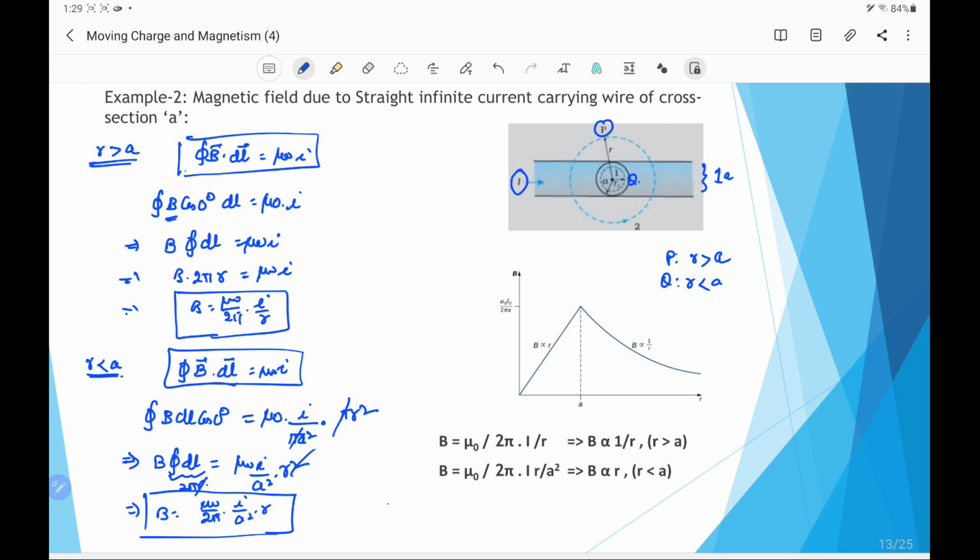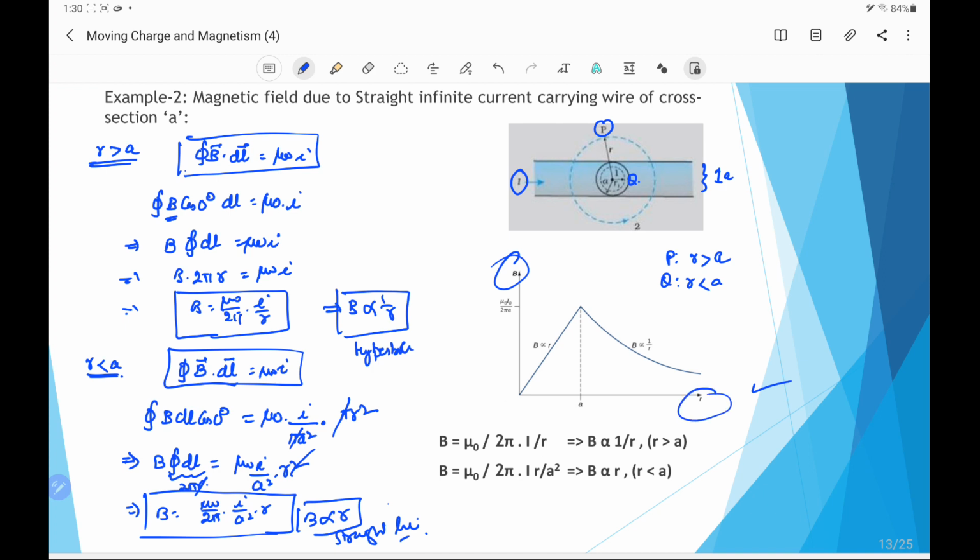Here we can see from these two cases, if r is greater than A, then B is inversely proportional to r. It is a hyperbola curve if we draw B versus r, while in the case of r less than A, B is proportional to r and it is a straight line. So we draw the graph here, taking B on the y-axis and r on the x-axis. In this graph, B is proportional to r when r is less than small a, then we get a straight line.